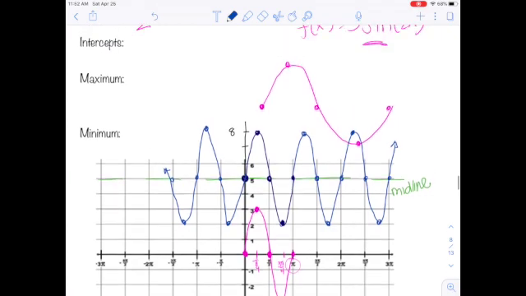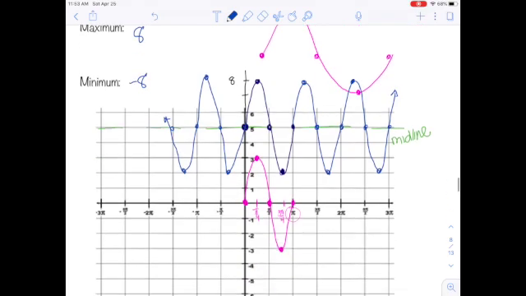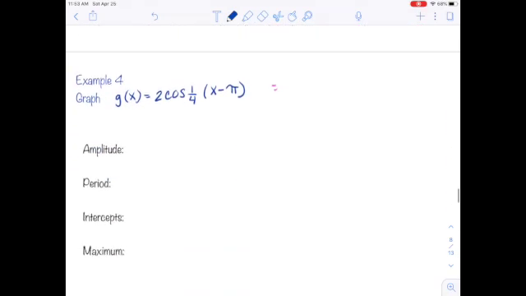All right, so our midline got changed. Do we even have any x-intercepts? No, our graph no longer hits the x-axis. So put none. Our maximum is 8. Our minimum is -8. And that's a wrap for that graph.